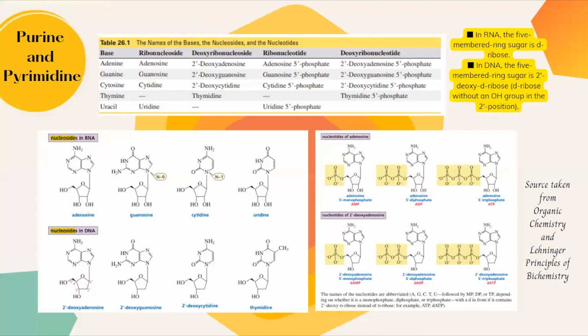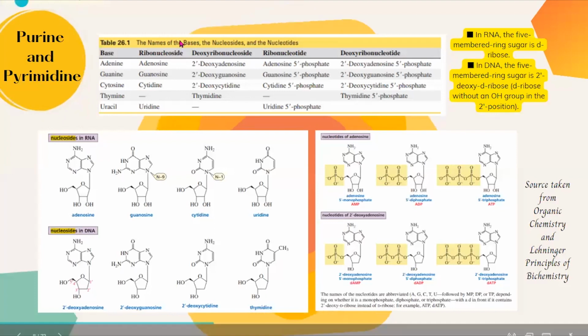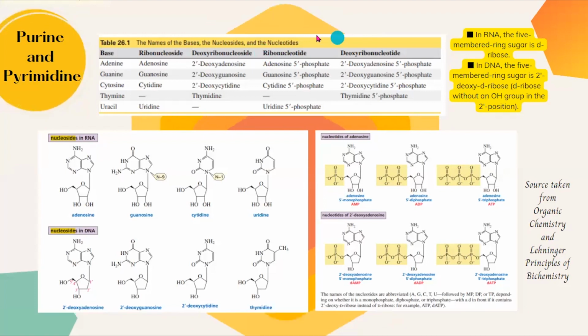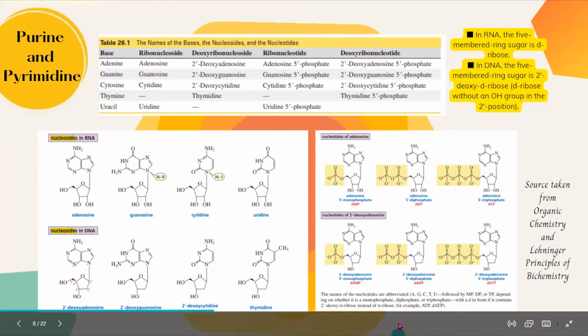So the current slide is showing the nucleic acid and the nucleotides. First of all, I will introduce what is meant by nucleoside and what is meant by nucleotides. A nucleoside is a compound formed by the union of a nitrogen base and a pentose sugar, whereas a nucleotide is a compound formed by the union of a nitrogen base, a pentose sugar, and also a phosphate.